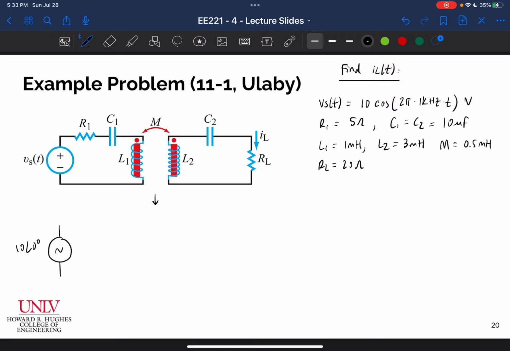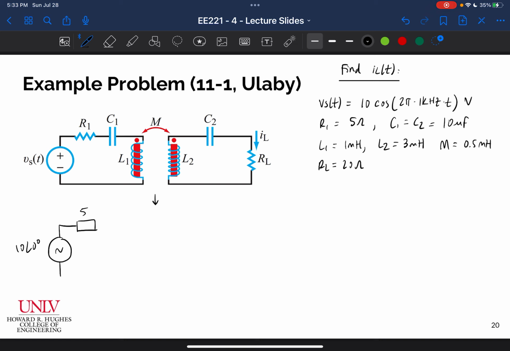So when we find our phasor for IL, which is what we're after, when we convert to IL of t to finish up the problem, we're going to have to take into account that it's a cosine. So just don't forget that. We can't let that slip by us, okay? R1 is just going to remain 5 ohms, of course.